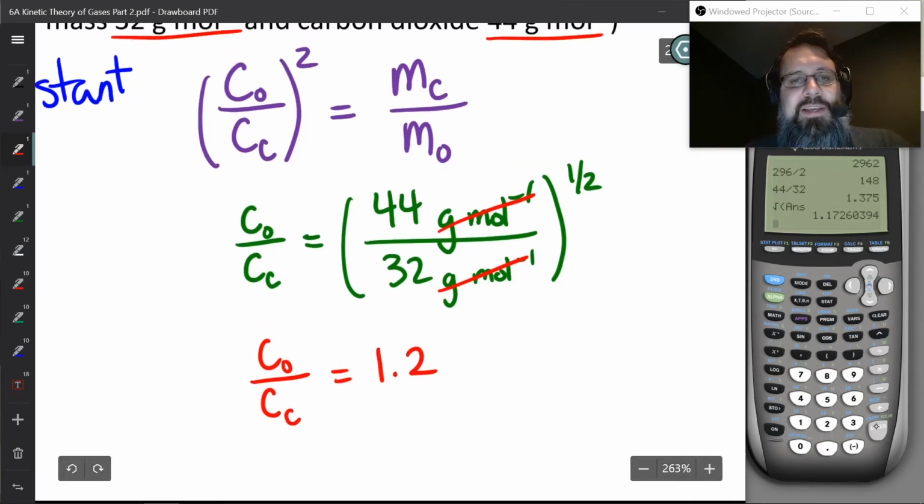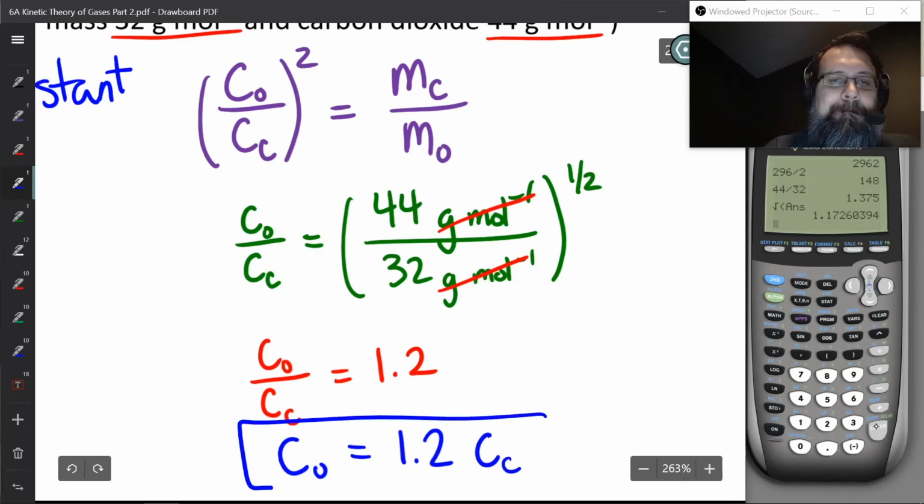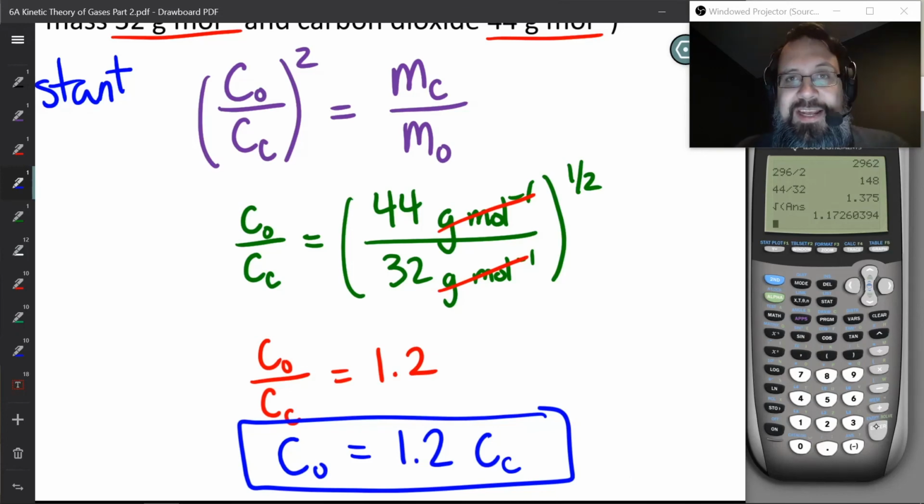So what does this tell us? We could finally write this out like this: the speed of the oxygen is 1.2 times faster than the speed of the carbon. And so that's our ratio. It's 1.2 times faster.